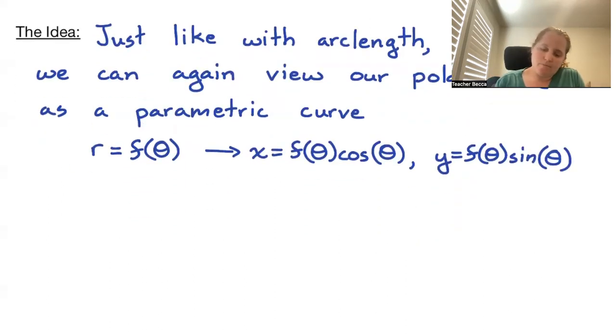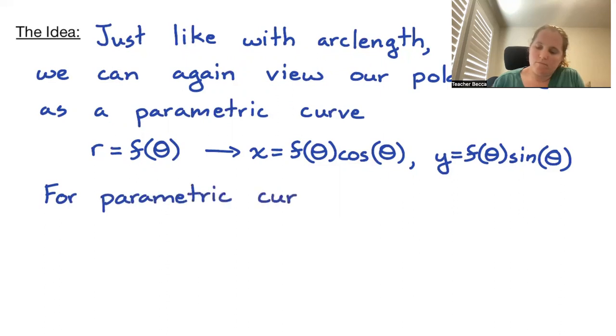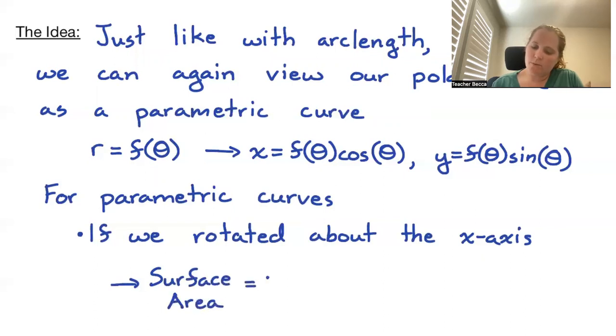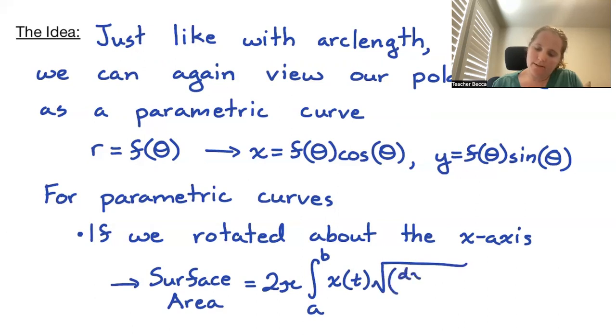For parametric curves, if we rotate it about the x-axis, then we had the surface area was equal to 2 pi times the definite integral from a to b of x of t times the square root of dx dt squared plus dy dt squared dt.